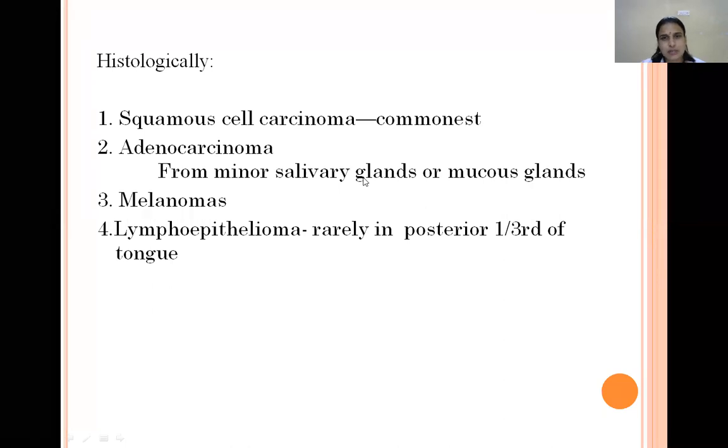Histologically, the most common presentation is squamous cell carcinoma most of the time, but it may be adenocarcinoma when it is arising from the minor salivary glands or the mucous glands on the tongue. The other possibilities could be melanomas and lymphomas.